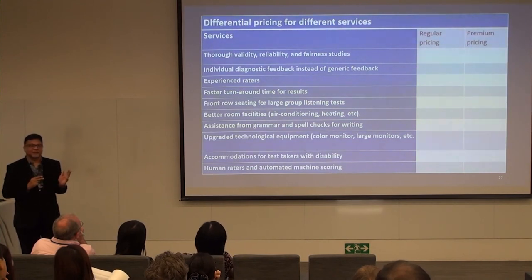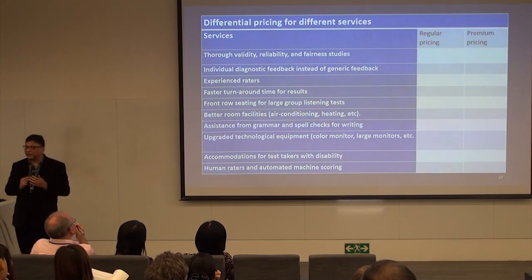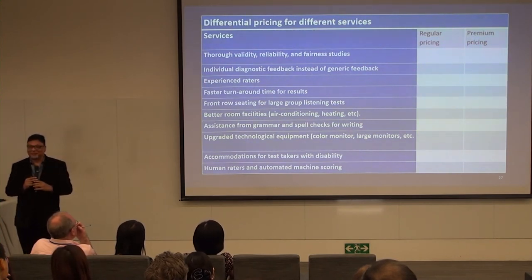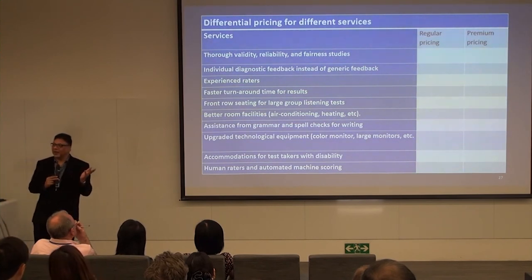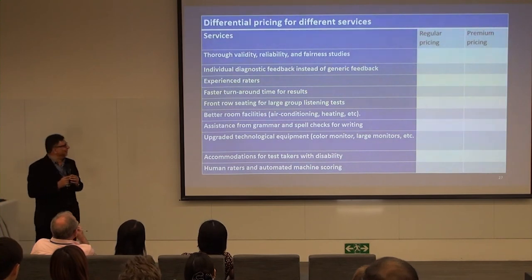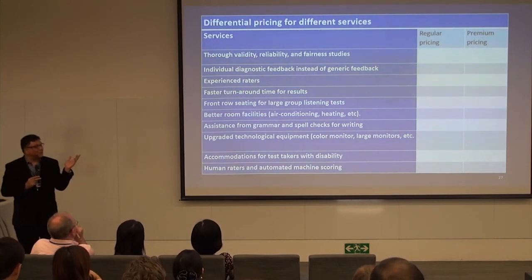Regular pricing. Okay. What about individual diagnostic feedback instead of generic feedback? Premium? Okay. What about experienced raters? Regular? Well, what about unexperienced raters or inexperienced raters? Oh. Faster turnaround time. Premium, okay.